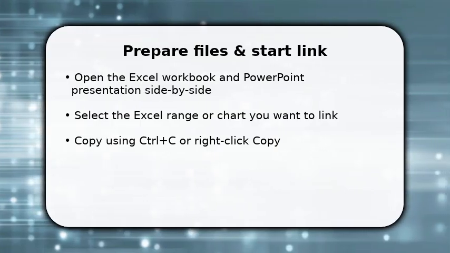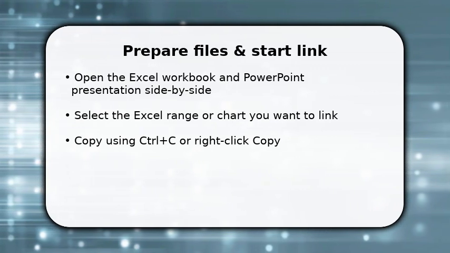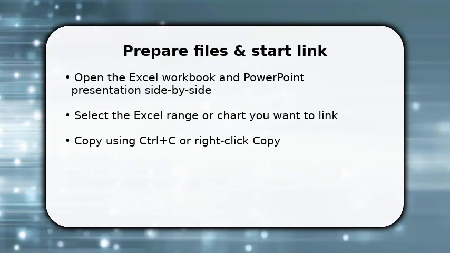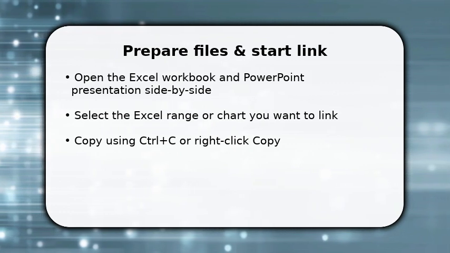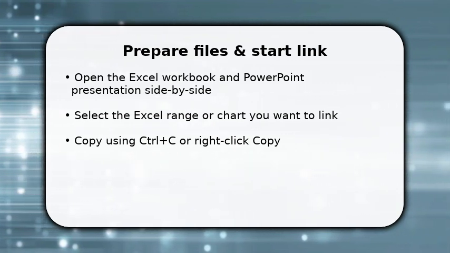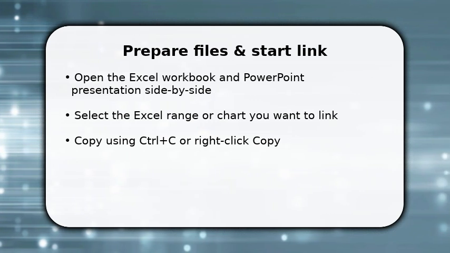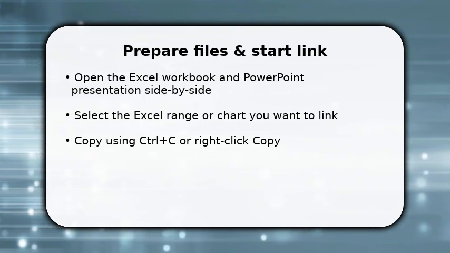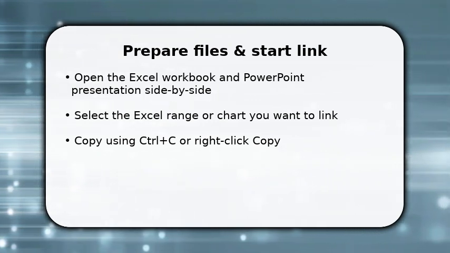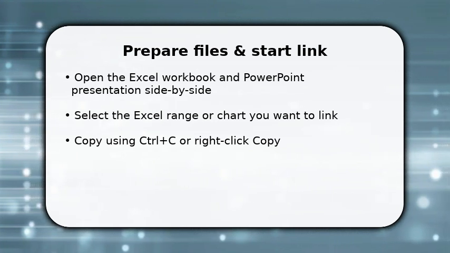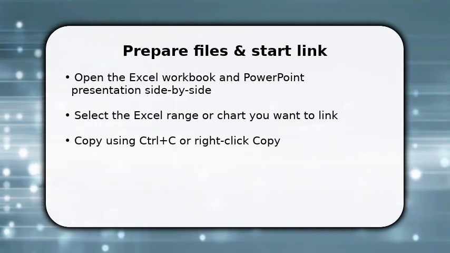You already have both files open. Now choose the data or chart in Excel you want reflected in PowerPoint. Select the exact cell range or chart area so formatting stays consistent. Once selected, copy it with Ctrl+C or right-click Copy. Make sure your Excel workbook is saved on a stable path. If you move the file later, the link can break.